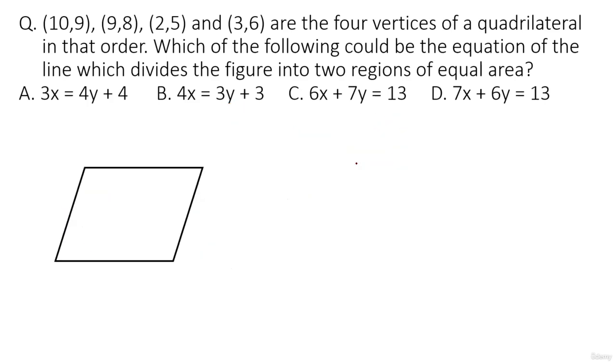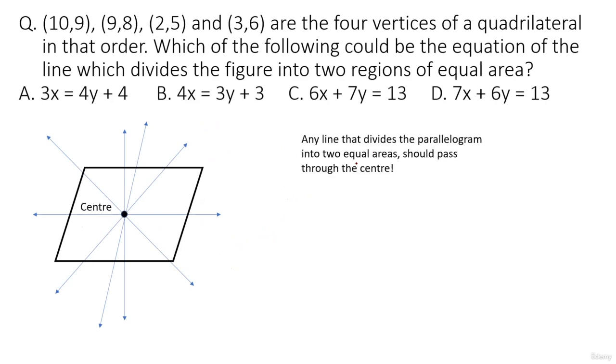Now let's observe something for a parallelogram. Suppose I drew a line; this line supposedly divides the parallelogram into 2 equal halves. The second one can do it better, the third one even better, the fourth one even better. If you observe, all of these lines which tend to break the parallelogram into 2 equal halves pass through the center of the parallelogram. So always remember, any line that divides the parallelogram into two equal areas should always pass through the center.